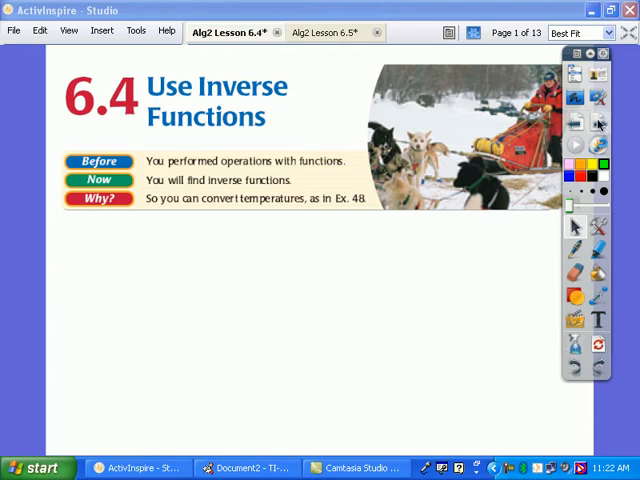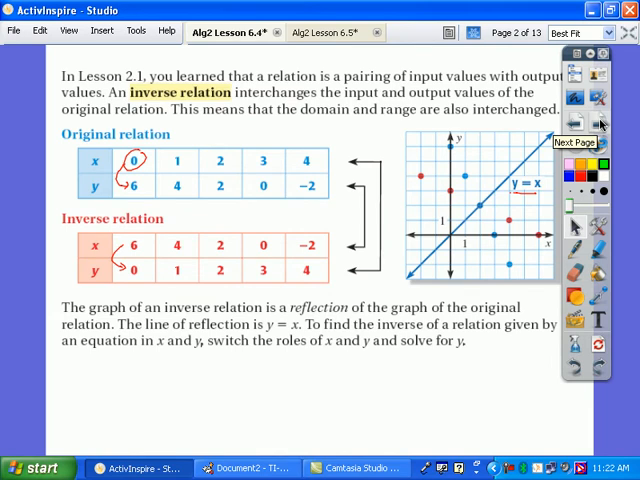So the idea of an inverse function is that if I take an original function and it goes from, let's say, 0 to 6, then the inverse function will take 6 and go back to 0. Or if we go from 1 to 4, then the inverse should go from 4 to 1. The idea is if I have an original function, the inverse undoes that.